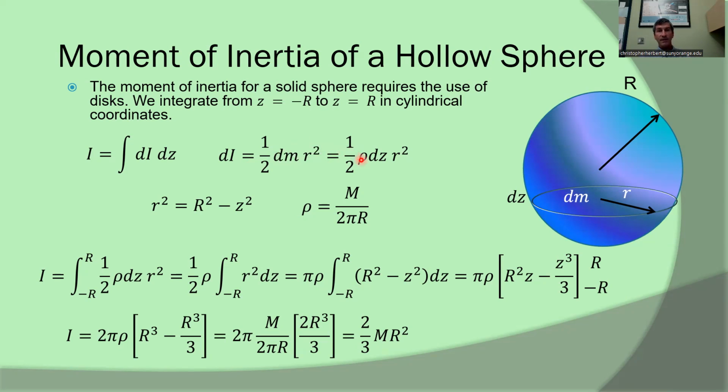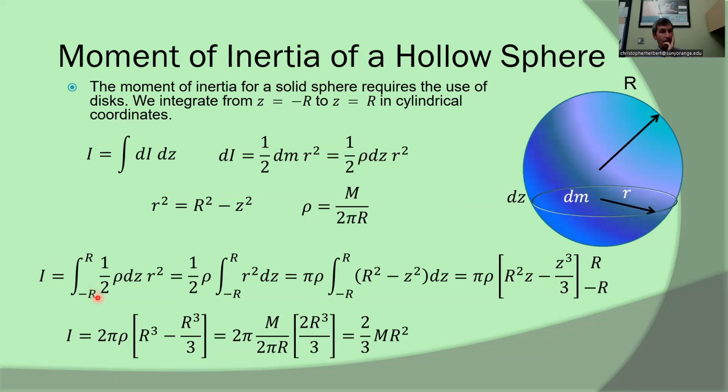dm is equal to the density times dz, where the density is, again, the linear density of the ring. It's the mass divided by 2 pi r for each individual ring. And that's how we get that value there. As I go through this, I've got to be a little bit careful with how I did this. This is a little bit of hand waving.